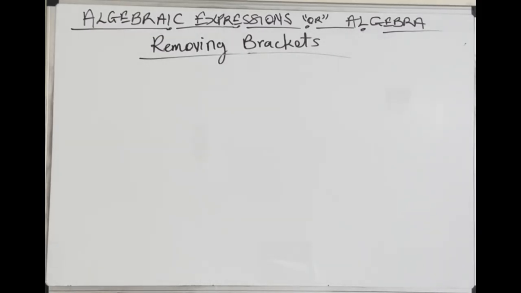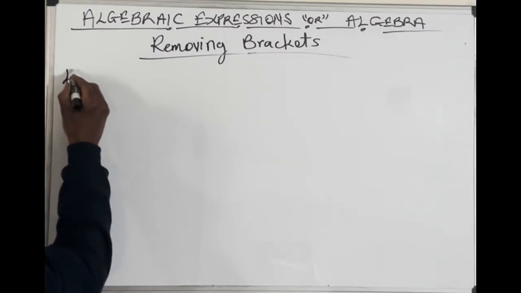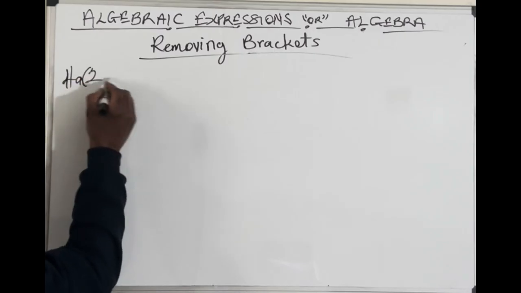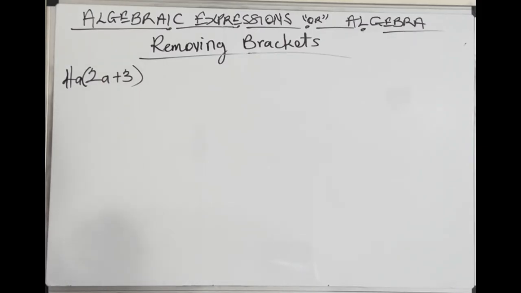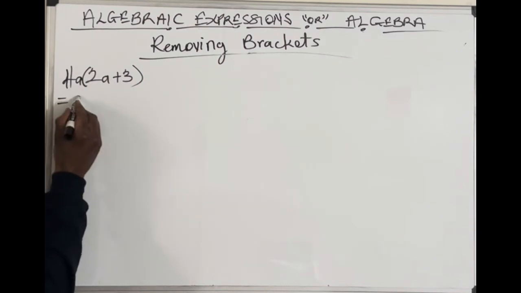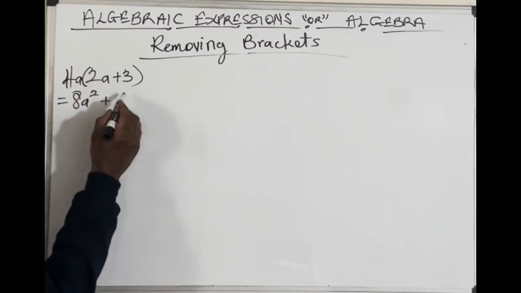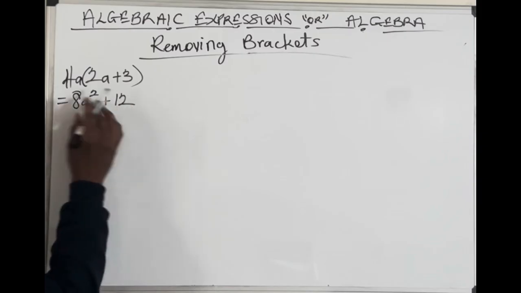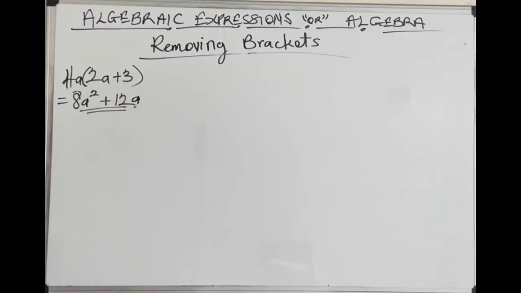So let's see, we have something like, for example, 2 times 4a plus 3. So we are saying we will use the distributive law. So 4 times 2 is what? 8. 8 times a is what? 8a squared. Then plus 3 times 4, which is 12, and a. Final answer. That's what it means. All right, so we move on.